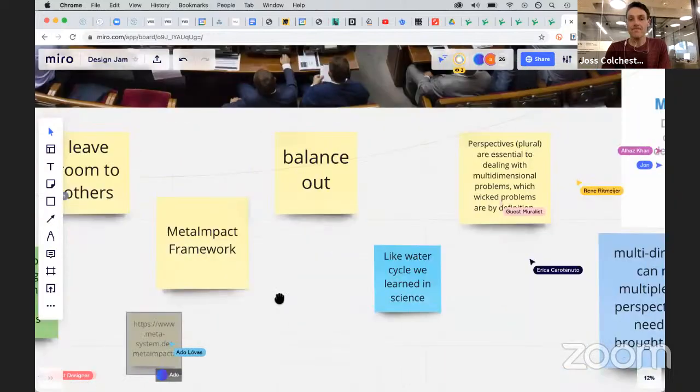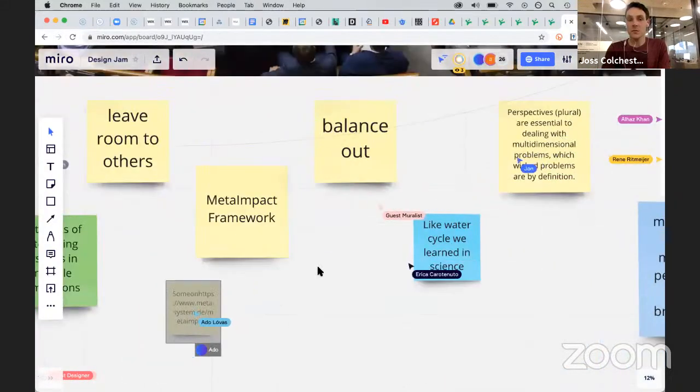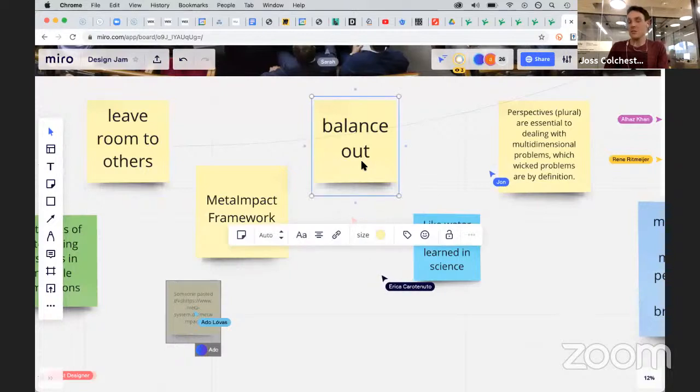Balance out. Achieving a balance between these different dimensions and different elements.